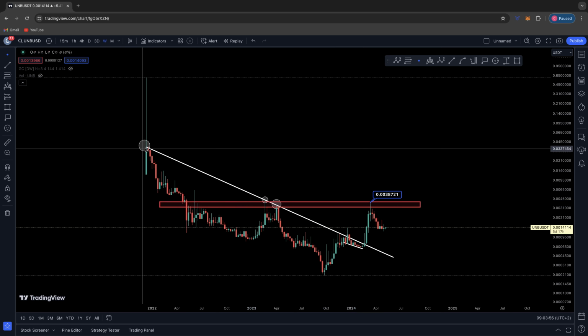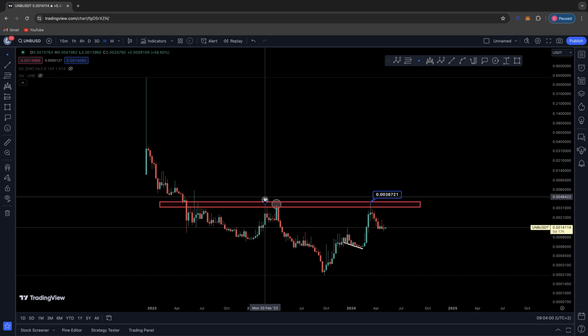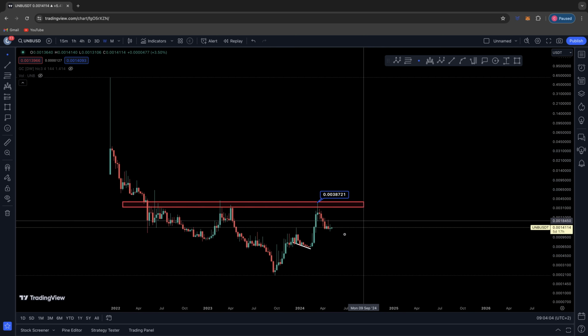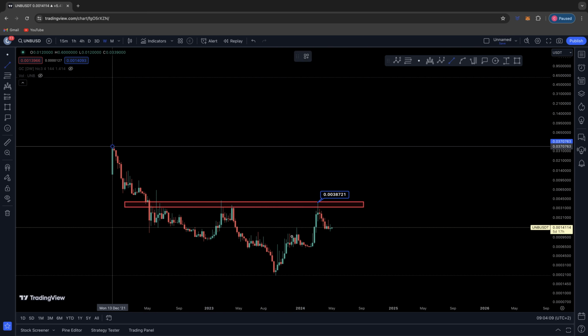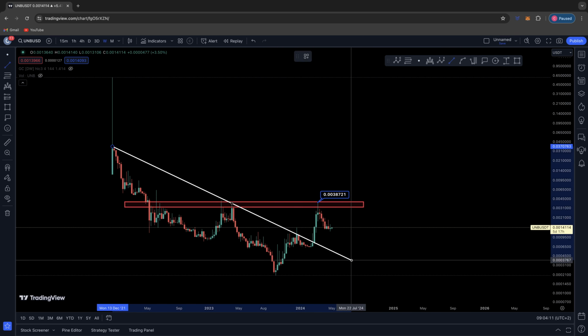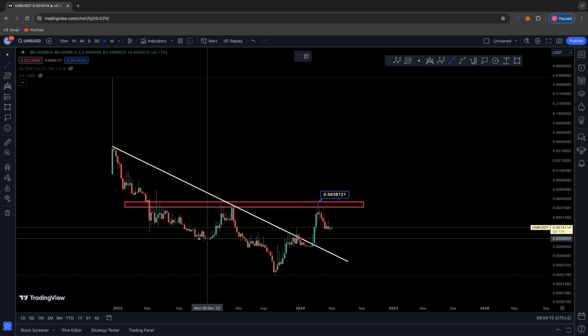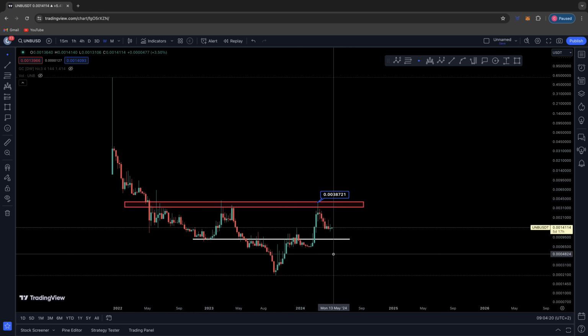So let me get these off for a second. I want to get this descending resistance off as well because there's something I wanted to show you in regards to a potential play that's forming out here. Whilst we was under this descending resistance for Unbound, you can see that we also had another key level of resistance.